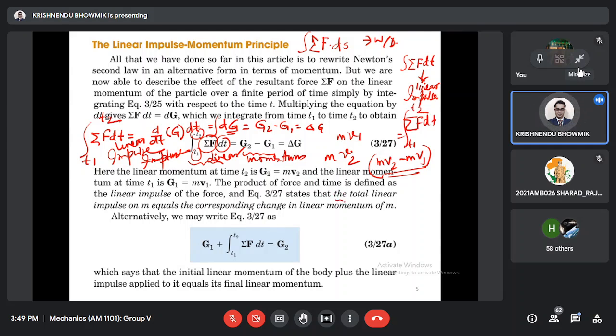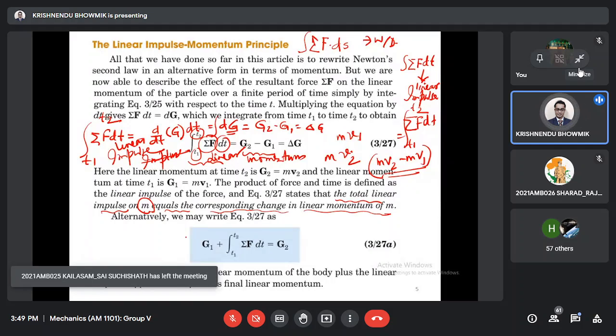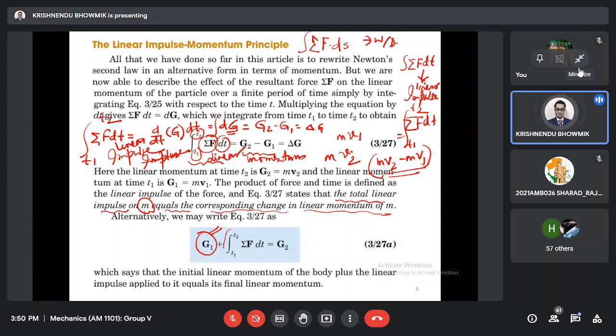So total impulse on the particle of mass m equals the corresponding change in linear momentum of m. Mathematically we can write G1, the linear momentum at step 1, plus this added impulse, will be the final G2. If this has been added to the system, then G2 will be higher than G1. But if it is doing some reverse direction, or it is a negative value, then G2 will be lower than G1.